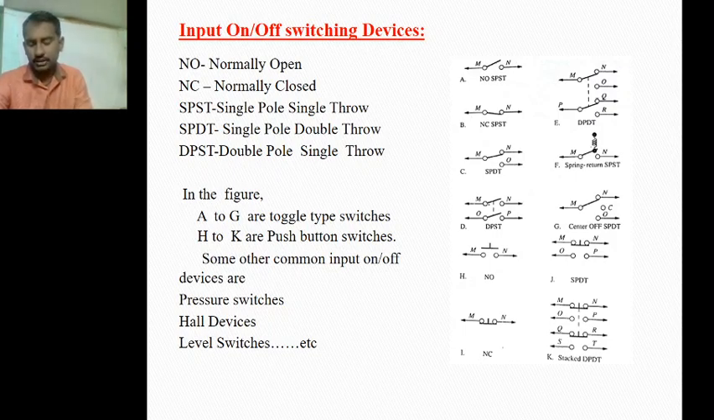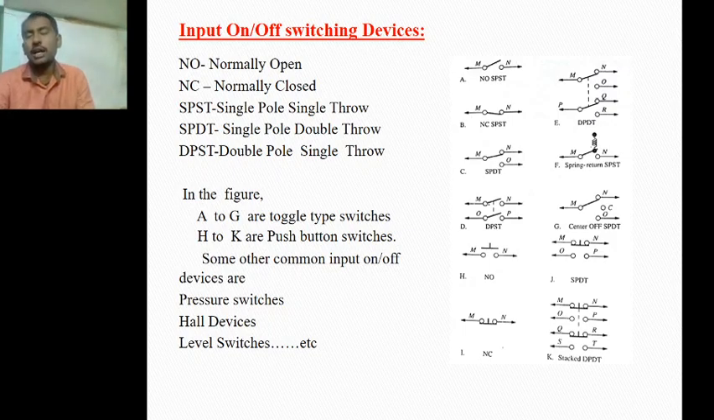So the devices connected to the input modules are called input devices, and the devices connected to the output modules are called output devices. The input devices are classified into two types. What are those two types? Input on or off switching devices and input analog devices. And similarly, the output devices are also classified into two types. What are those two types? Output on or off switches and output analog devices.